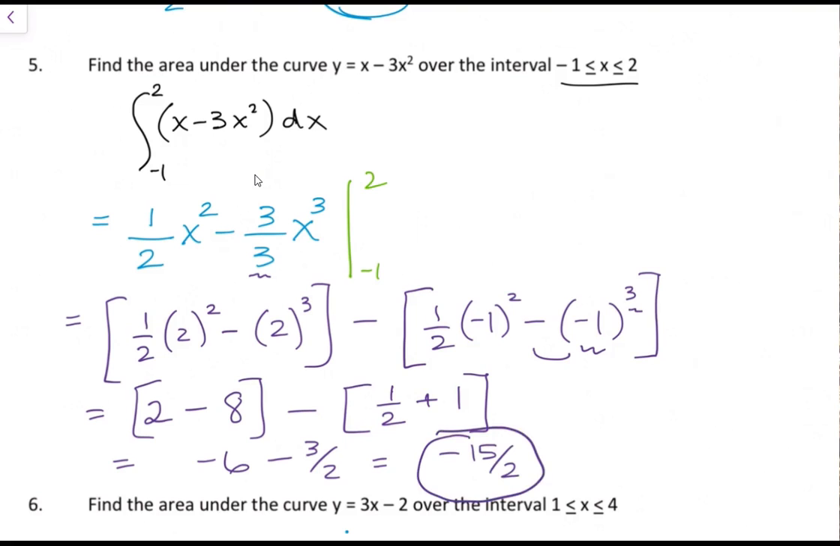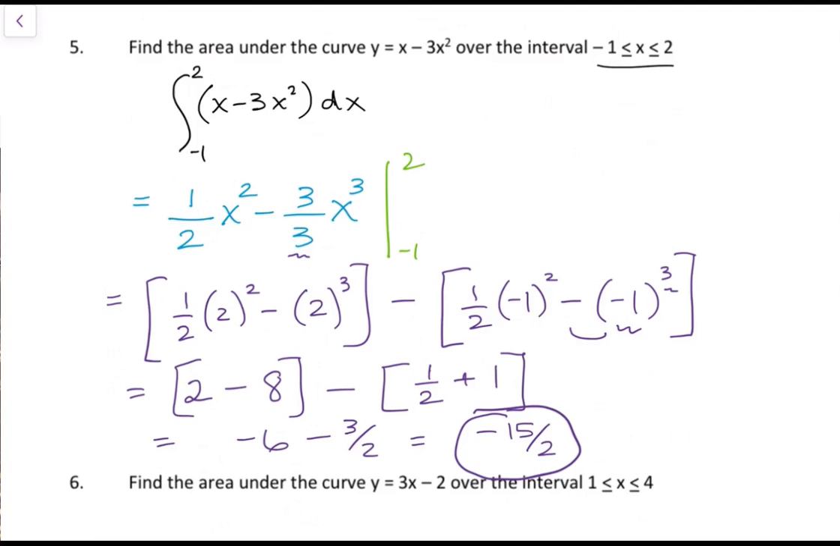-15/2 for my overall. So what that overall negative area would indicate would be that you have more of the curve underneath the x-axis than above the x-axis, if not that entire region being underneath the x-axis.